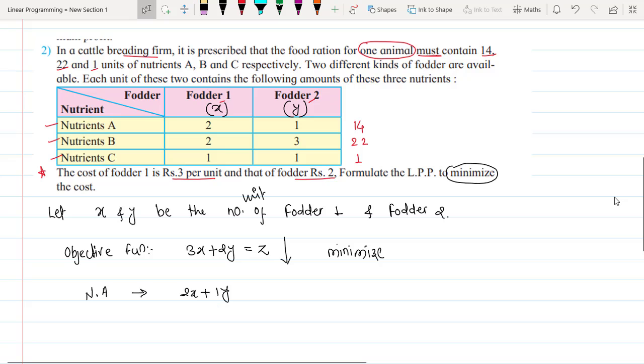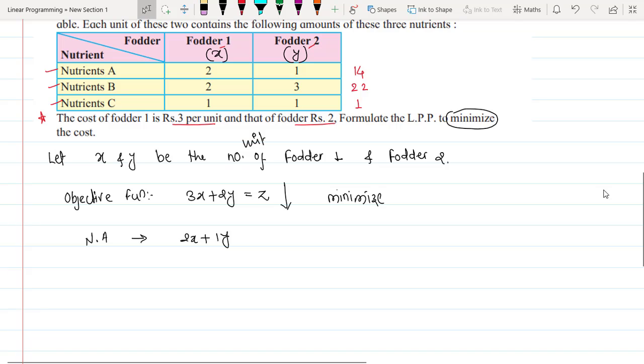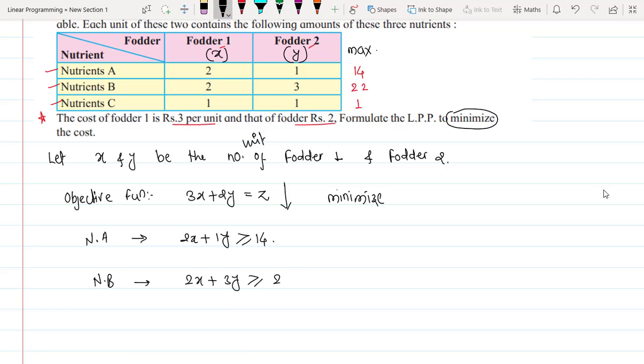It should not be less than 14. One animal must contain 14, 22 and 1 unit of nutrition A, B, C. So the maximum availability is like this. It is 2x plus 1y is greater than or equals to 14 for nutrition A. For nutrition B, you will be having 2x plus 3y which is greater than or equals to 22, and for the nutrition C, I will be having x plus y which is greater than or equals to 1.